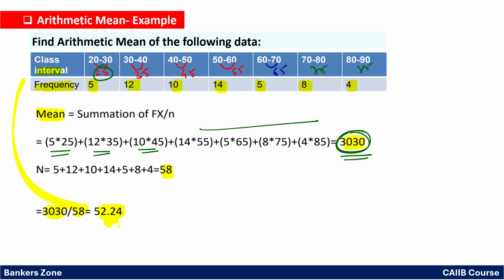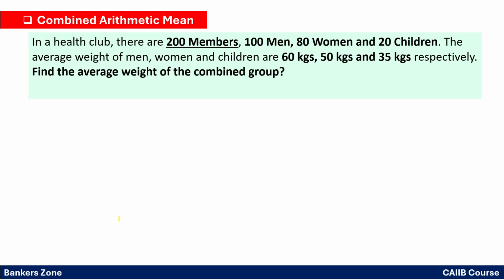Very easy, right? Okay, now next, what do you mean by combined arithmetic mean? We will learn through an example. See, there are 200 members. Out of that 200, 100 are men, 80 are women, and 20 are children. Now the average weight they have given. For men it is 60, for women it is 50, and for children it is 35 kg. Now find the average weight of the combined group. This is like a weighted average.